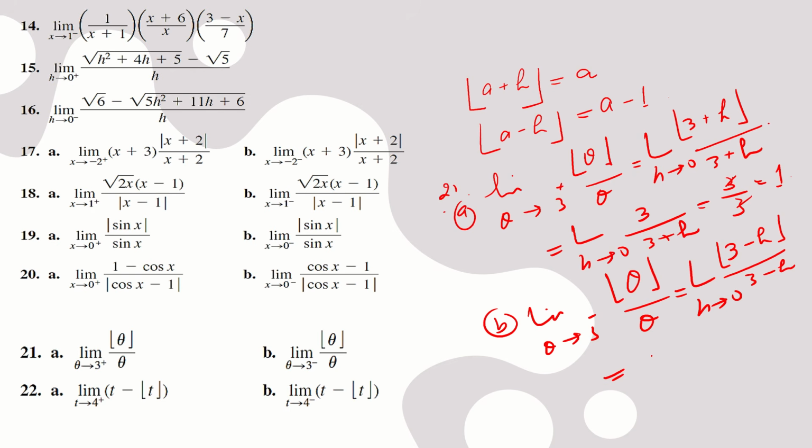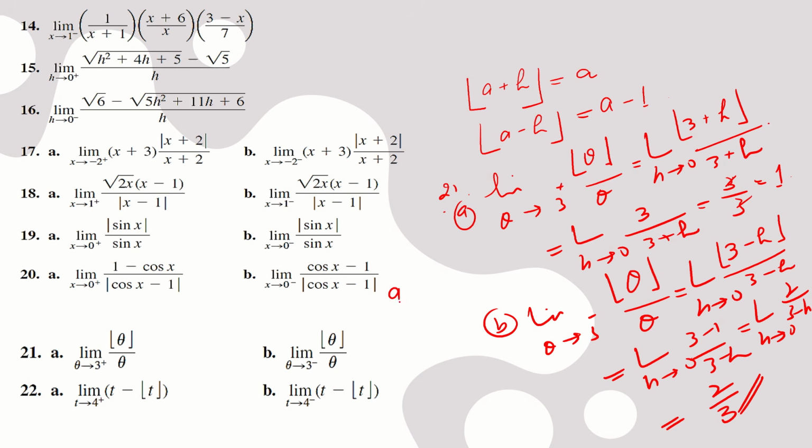So in the numerator, as h goes to 0, it's a minus 1, so we'll be getting 3 minus 1 divided by 3 minus h. So that is limit h goes to 0, it will become 2 divided by 3 minus h. Applying limit h goes to 0, we will be getting 2 divided by 3. So the left hand limit is 2 divided by 3, whereas the right hand limit is 1. The same thing we do for the least integer function as well.